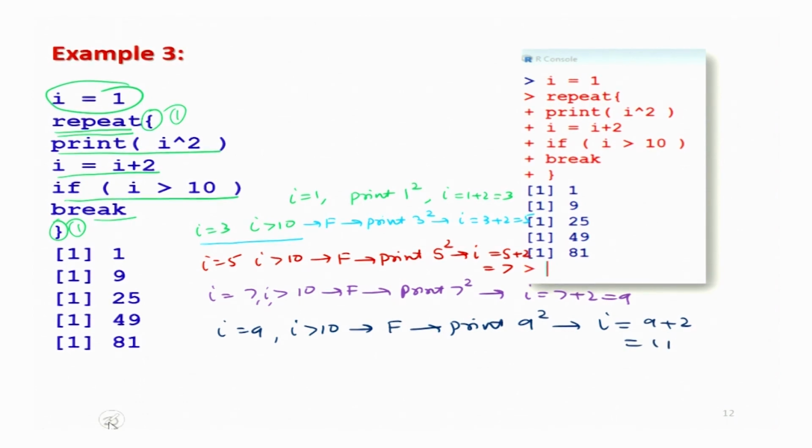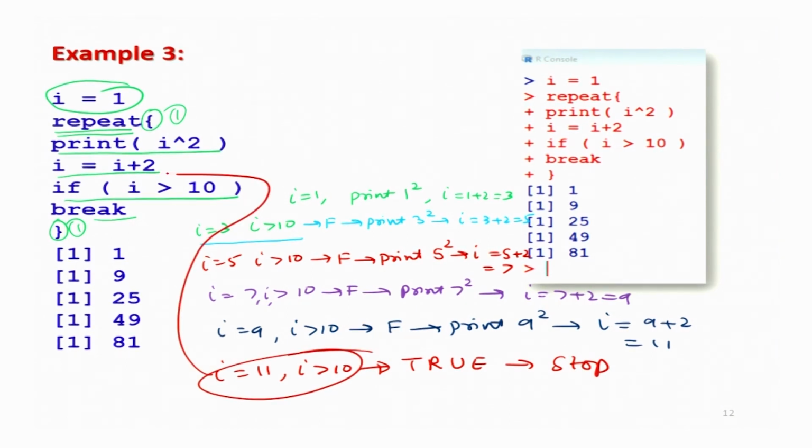Now, if you try to see what happens, now i is equal to 11, and then it tries to check whether i is greater than 10, answer comes out to be true, and so the program will stop here, because you have given that you try to repeat the program as long as i is less than equal to 10, and as i becomes more than 10, try to break it. So, the same outcome is shown here.